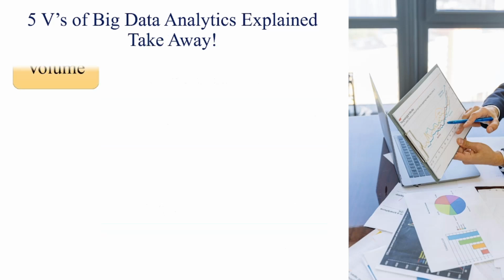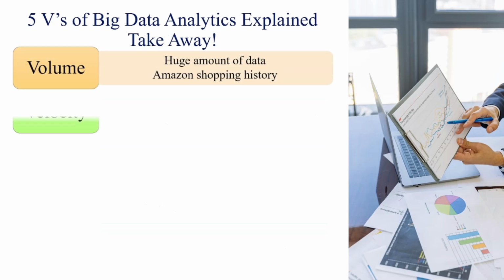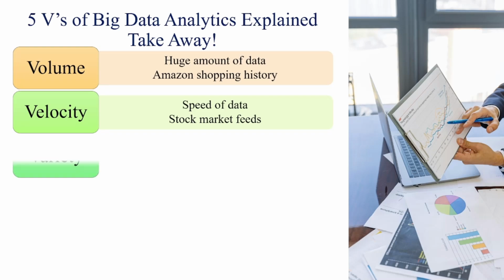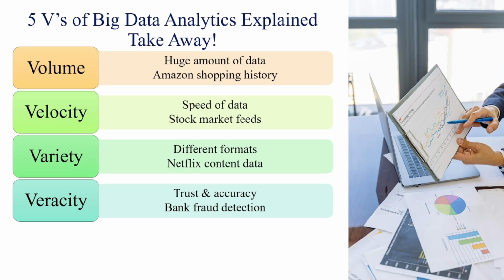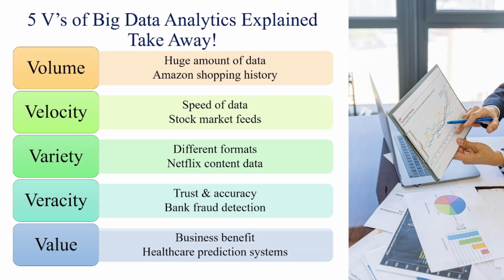The 5 V's of big data, volume, velocity, variety, veracity, and value explain how organizations like Amazon, stock markets, Netflix, banks, and healthcare systems manage massive, fast, diverse, reliable data to drive smarter decisions and better outcomes. Big data analytics is shaping the future. Understanding the 5 V's helps us see how companies convert data into power.